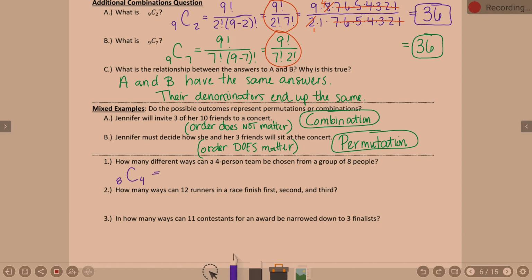I feel like I could have left a little bit more room here. Sorry. Right small. Okay, what goes on top for a combination? Well, combination or permutation, what goes on top? Big number. Bigger number, 8 factorial. Denominator.